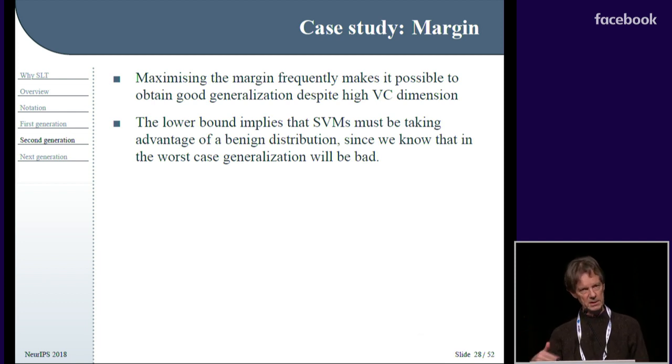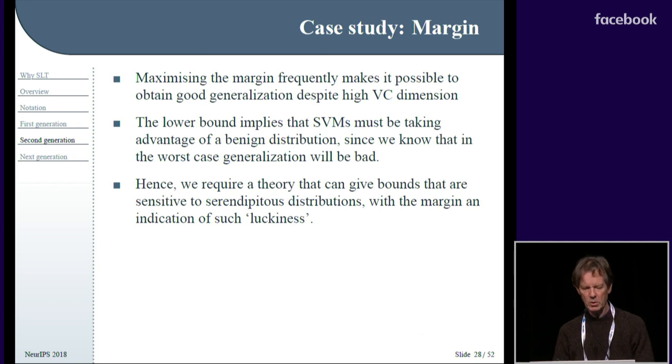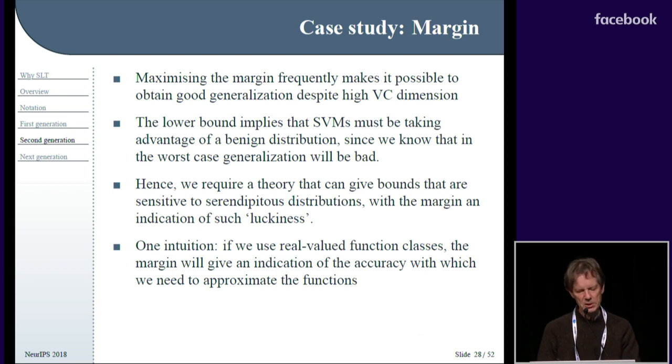The fact that that doesn't happen in practice is because the distributions we experience in the real world are actually, you might not think so, but they are actually very lucky or benign in that sense. So we require a theory that can give bounds that are sensitive to these serendipitous distributions, and in this case we're considering, the margin is this indicator of this serendipitous situation or luckiness. So the first intuition about how we might approach this is that if we use real-valued function classes, then the margin, in a sense, will give us some indication of the accuracy with which we need to approximate the function that we're learning. Because if there's a nice margin, then if we are finding a function that's not exactly the function, but close to it, it will have similar performance to the function. So that's the kind of intuition that motivates the first approach.